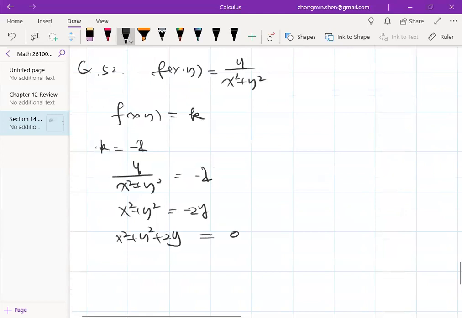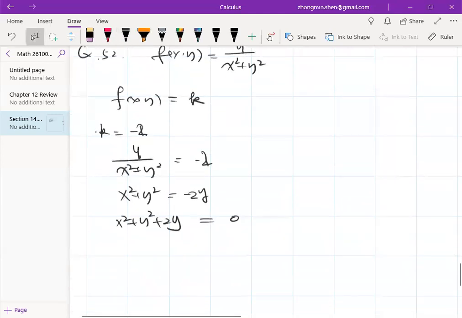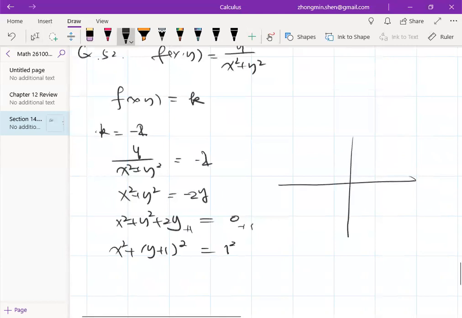Okay, so complete the square. y squared plus 2y, then I add 1 to both sides. So I get x squared plus (y plus 1) squared equals 1 squared. So this is a circle with radius 1 and center at (0, -1). So this is a circle.